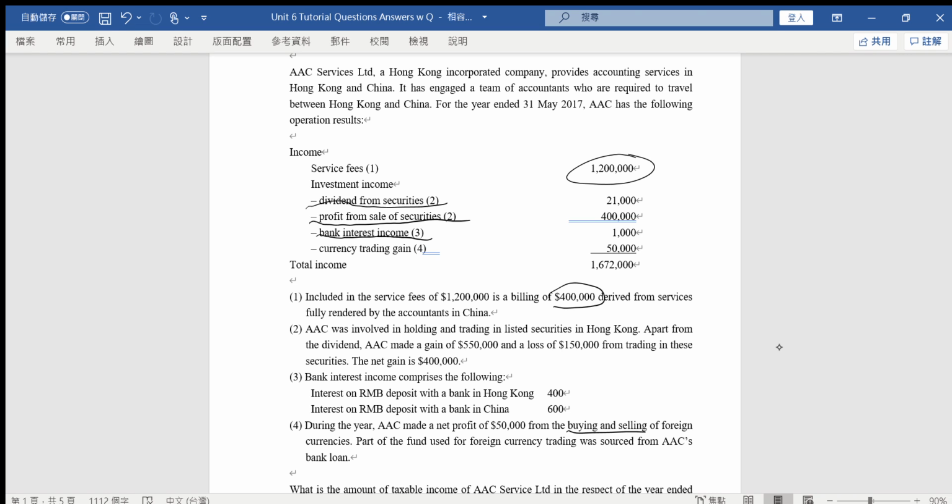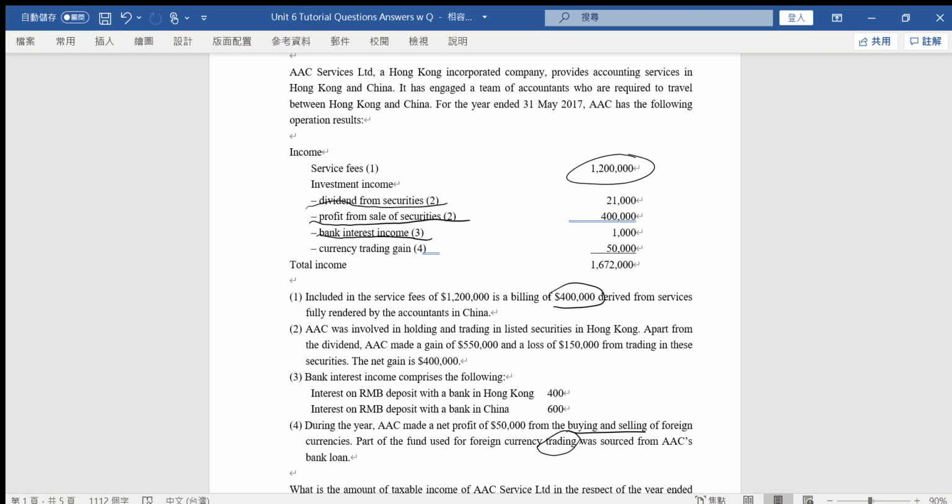Also it's one of the keywords, trading. Because of that, that will be a trading profit. And the profit out of the foreign currency will be subject to Hong Kong profit tax also, because there is a trading stock, and out of the trading stock you make profit, and that will be sourced from Hong Kong. According to section 14, that should be subject to Hong Kong profit tax.